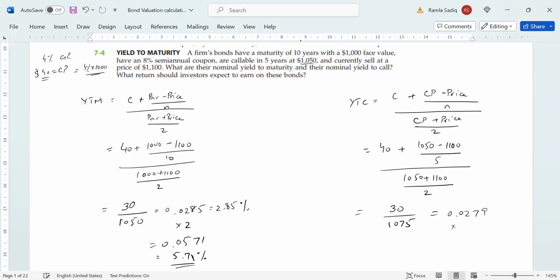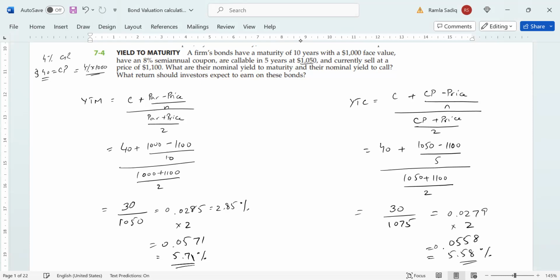and this will give us 0.0279. And remember that this is effective, so we want to multiply that by 2 to get our nominal yield to call, and that will become 0.0558, or a 5.58% yield to call.